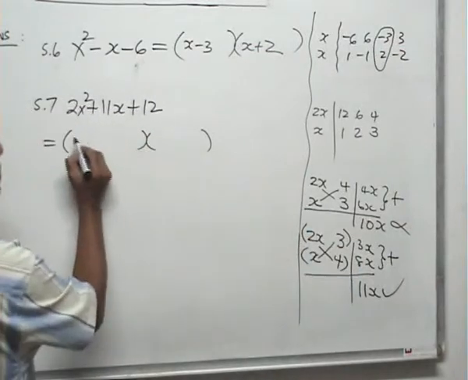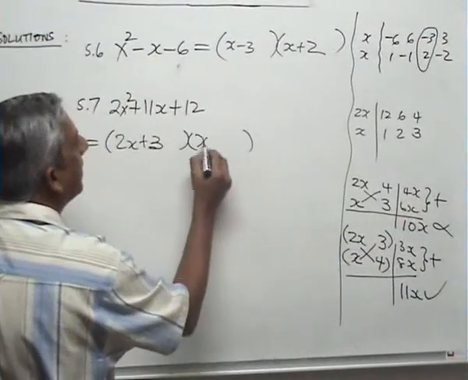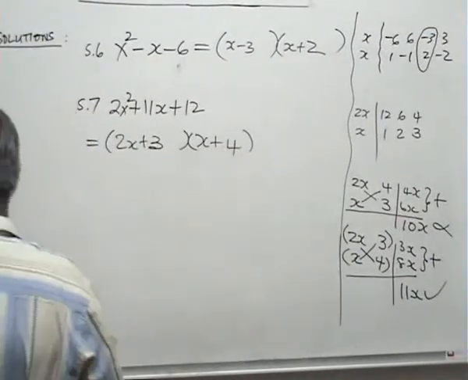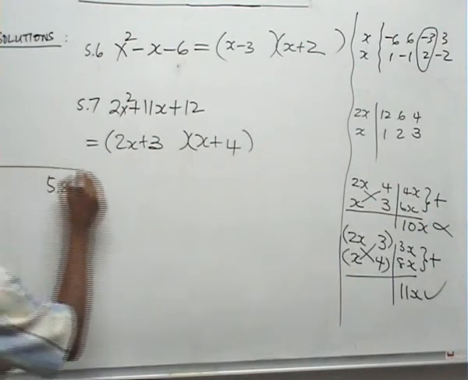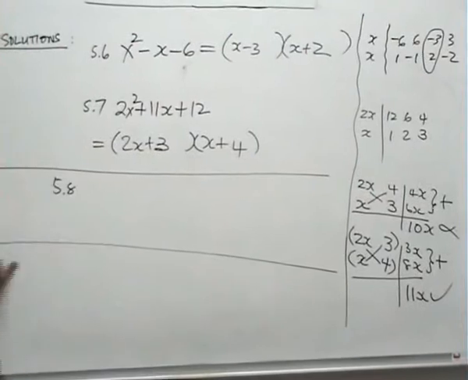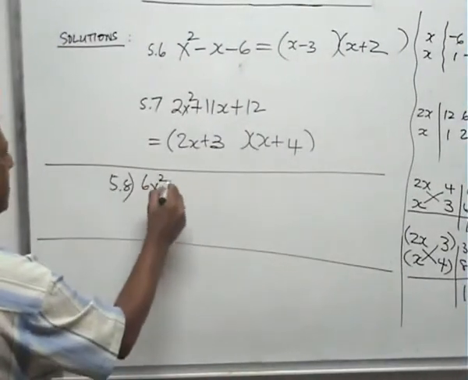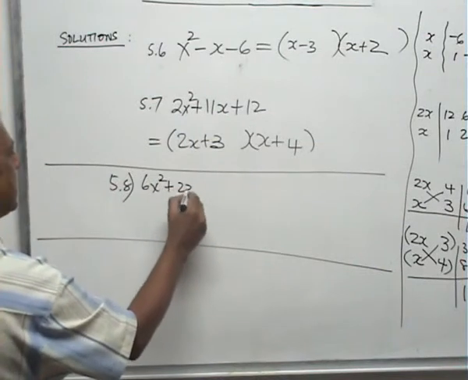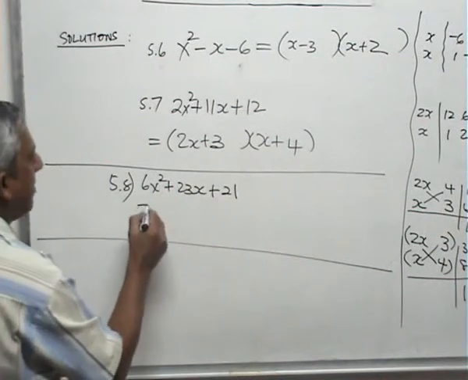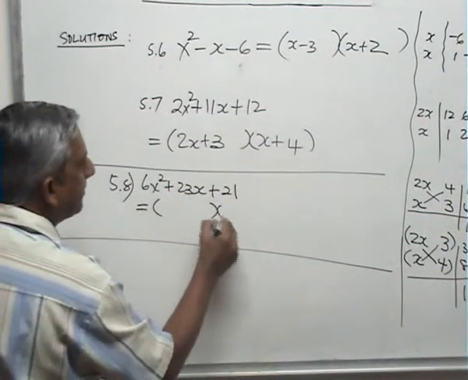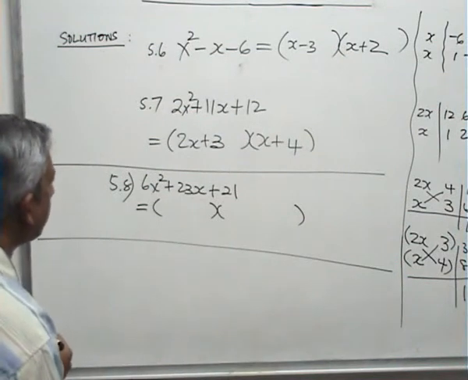bracket. So what's the top two? The top two is 2x plus 3. What's the bottom two? x plus 4. Right, and now we do 5.8. 5.8, you got 6x squared plus 23x plus 21. Well, I'm just going to give you the final answer now because you need to crack this somehow.